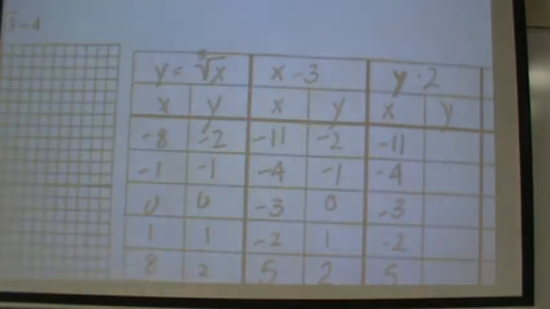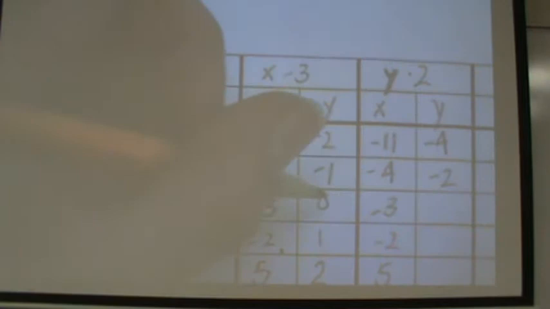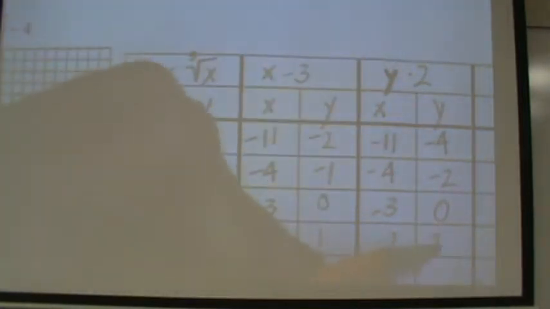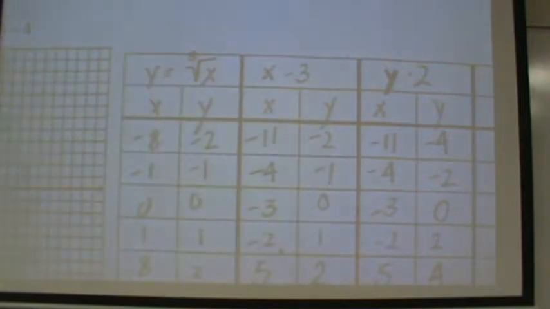Bring your x's over: -11, -4, -3, -2, and 5. And then 2 times -2 is -4. We have -2; 2 times -1 is -2. Anything times 0 turns out to be 0. Then you have 2 and 4. And then finally, since you got a y over here, the graph's going down 4. So you can subtract all the y's by 4.